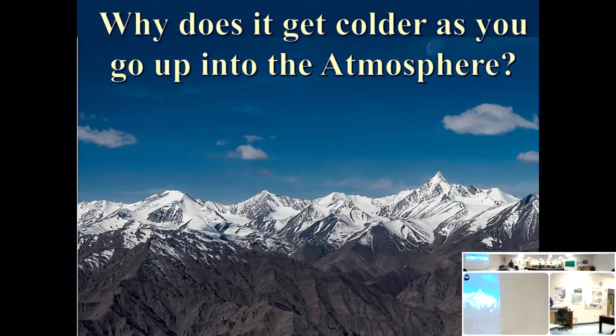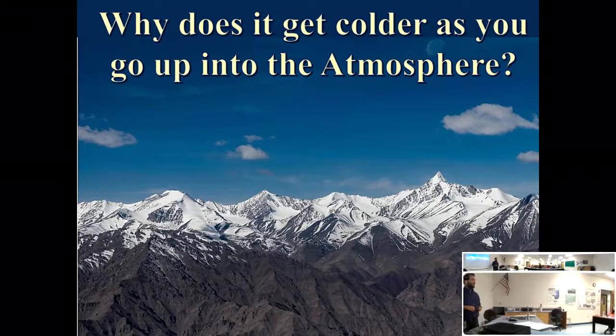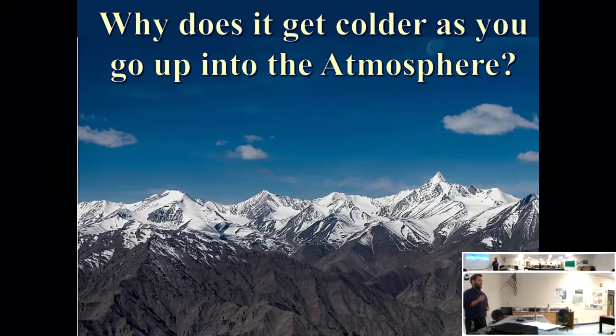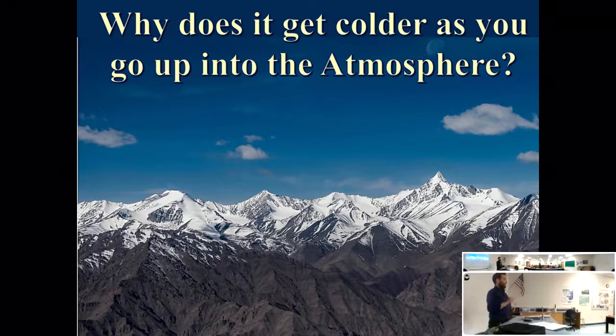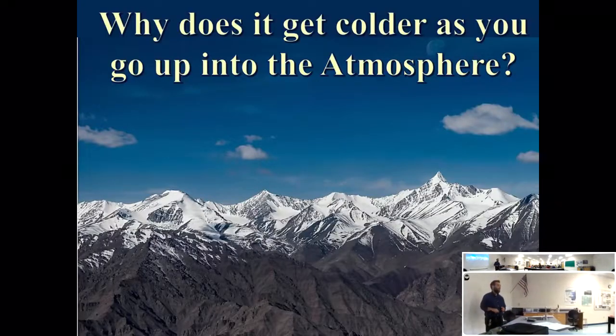So why does that happen? Any ideas? It's kind of a weird thing, actually. I hear people say, shouldn't it get hotter because you're getting closer to the sun, right? And I guess you are getting a little bit closer to the sun, but it's only by a tiny amount. Because remember, the sun is 150 million kilometers away, so going up 1 kilometer doesn't really change things very much. I'm going to show you why. This is kind of a crazy thing. This is why it gets colder as you go up into the atmosphere. You ready?